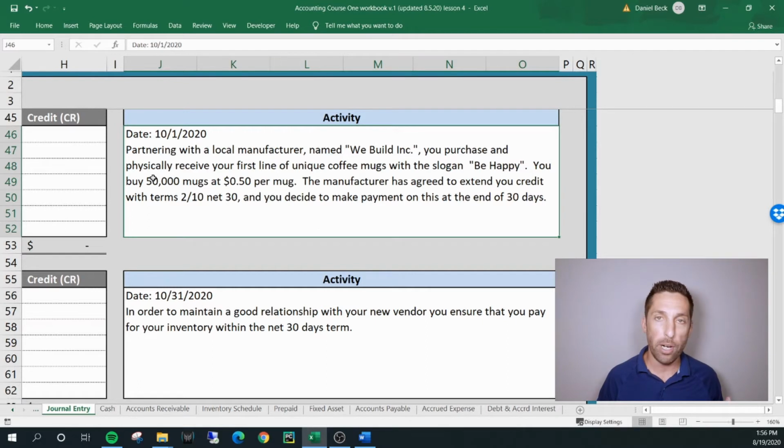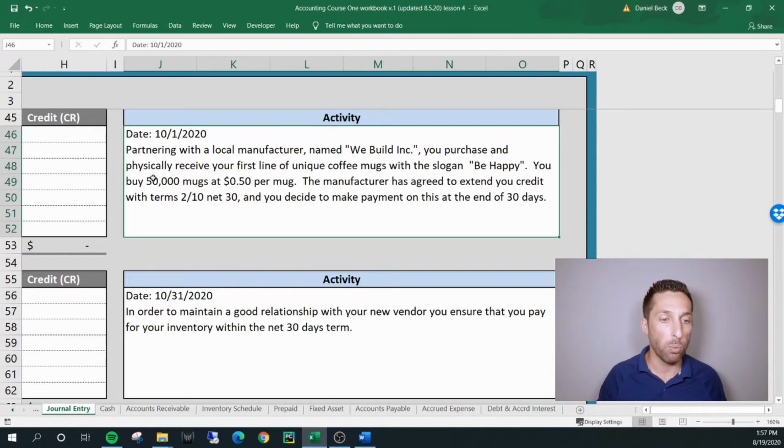A lot of times, this is very common in business where on the very face of an invoice, the vendor might extend some terms. Sometimes they'll say, no way, you've got to pay up front or you've got to pay upon delivery. In this case, the manufacturer, because of our relationship, is willing to extend us terms like a credit card in a sense. So they're going to ship us that inventory on October 1st, but according to their terms, 2/10 net 30, that means you can either pay within 10 days and receive a 2% discount, or you just pay the entire balance in 30 days. That's what 2/10 net 30 means.